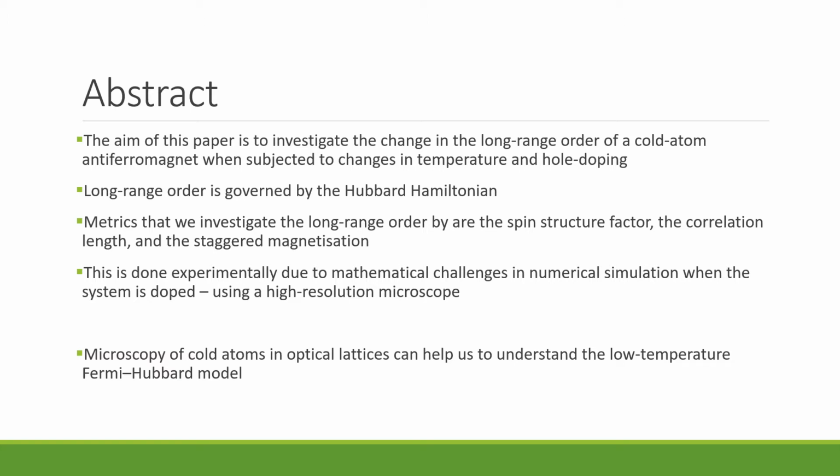The Hubbard model is difficult to simulate in the doped regime owing to the fermion sign problem, which is the problem of numerically evaluating the integral of a highly oscillatory function. This is because the wave function changes sign when any two fermions are interchanged, because their wave functions are antisymmetric.